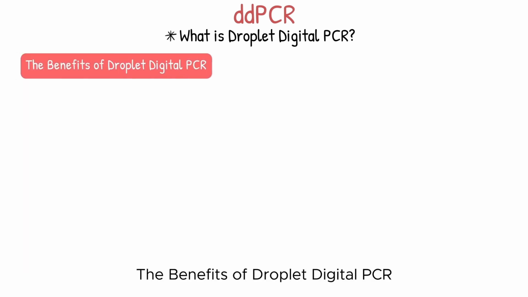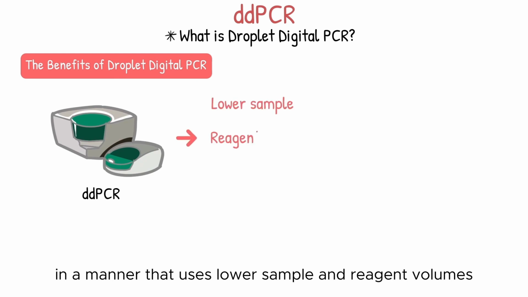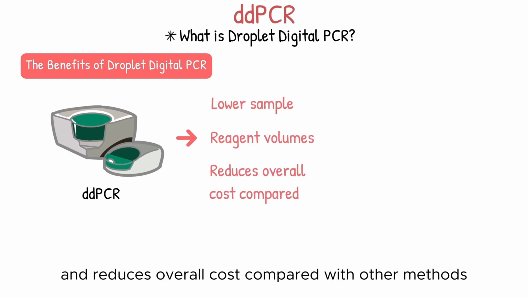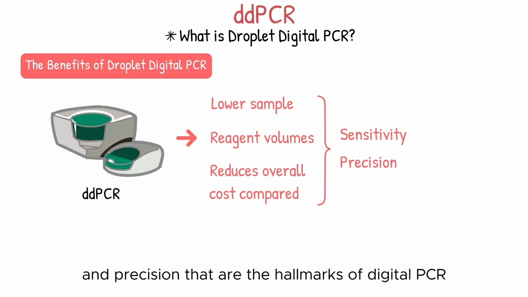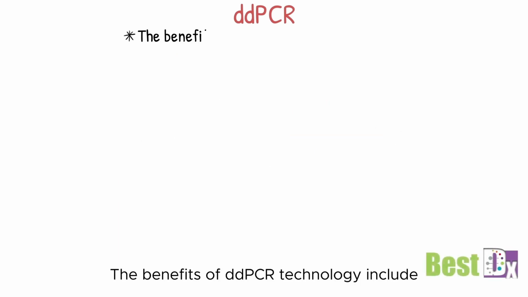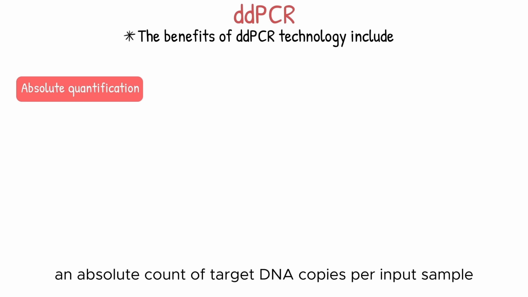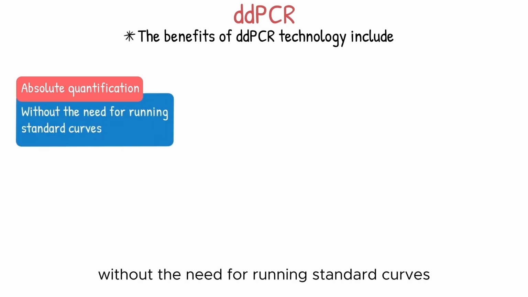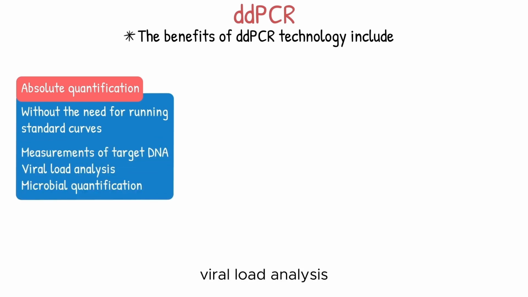The benefits of droplet digital PCR. ddPCR technology enables high-throughput digital PCR in a manner that uses low sample and reagent volumes and reduces overall cost compared with other methods while maintaining the sensitivity and precision that are hallmarks of digital PCR. The benefits of ddPCR technology include absolute quantification. ddPCR technology provides an absolute count of target DNA copies per input sample without the need for running standard curves, making this technique ideal for measurements of target DNA, viral load analysis, and microbial quantification.